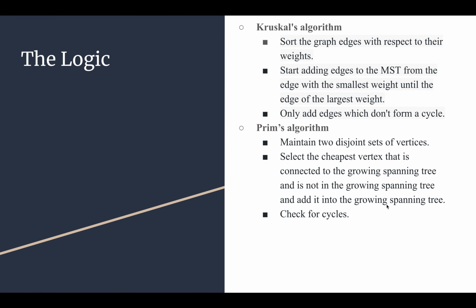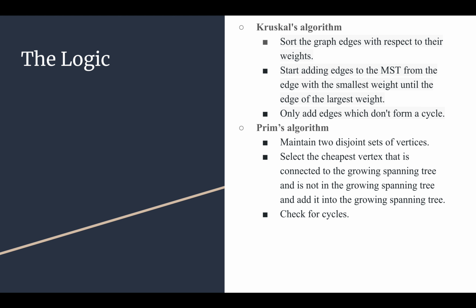There are many algorithms that solve this MST problem, but there are two major ones. The first one is Kruskal's algorithm. It first sorts the graph edges with respect to their weights, and then it starts adding edges to the MST from the edges with the smallest weight until the edge of largest weight. And there's one restriction here: it only adds edges which do not form a cycle, which is the core principle of this spanning tree problem.